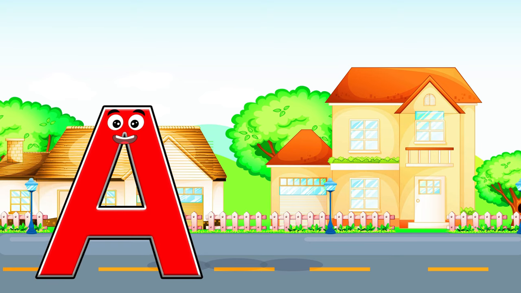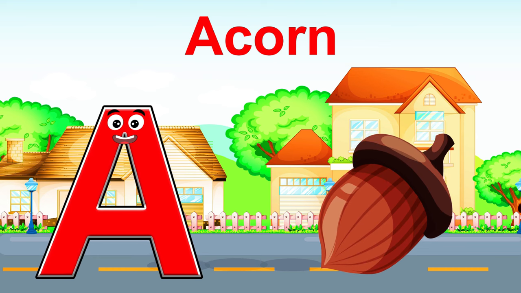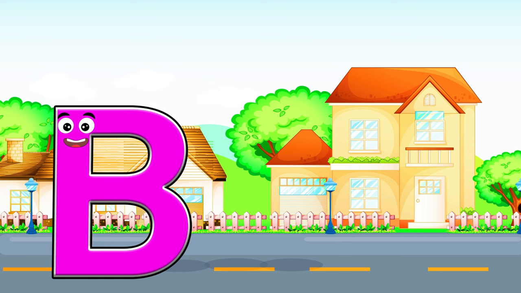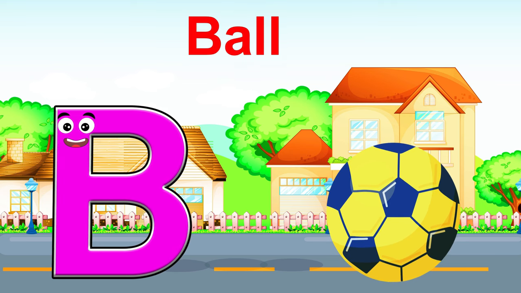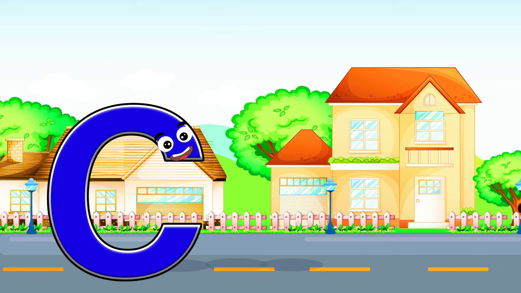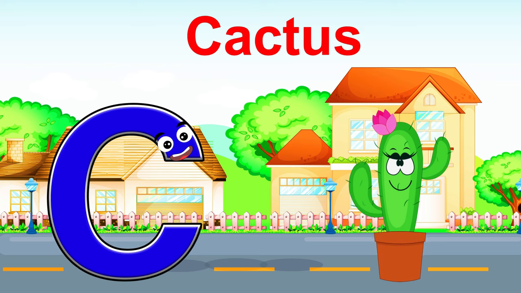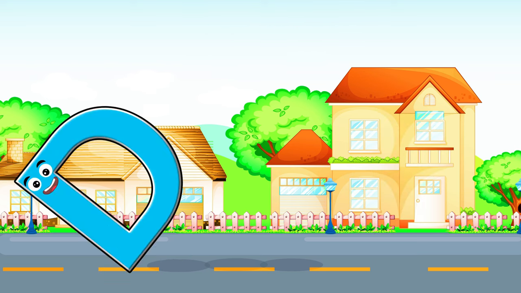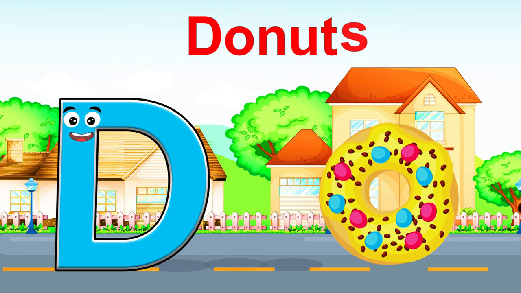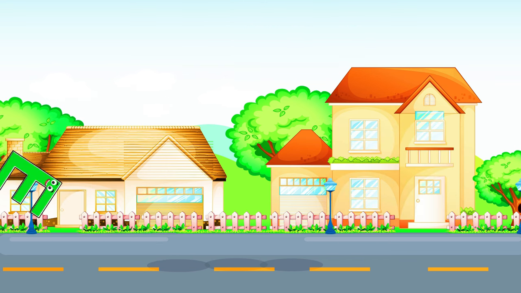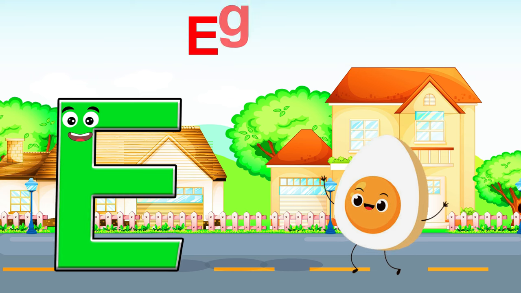A is for acorn, acorn. B for ball, ball. C is for cactus, cactus. D is for donut, donut. E is for eggs, eggs.